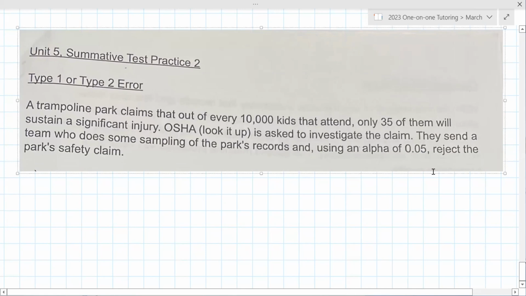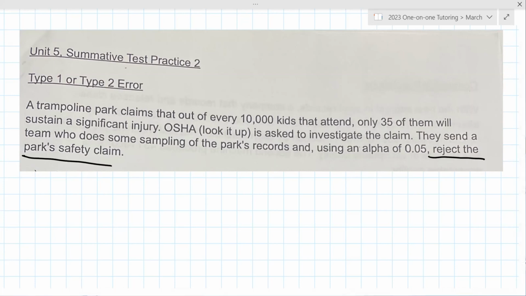A trampoline park claims that out of every 10,000 kids that attend, only 35 of them will sustain a significant injury. OSHA is asked to investigate the claim. They send a team who does some sampling of the park's records and rejects the park's safety claim. Normally you write a null and alternative hypothesis. The key thing here is that they reject the park's safety claim, so they're basically rejecting the null hypothesis.